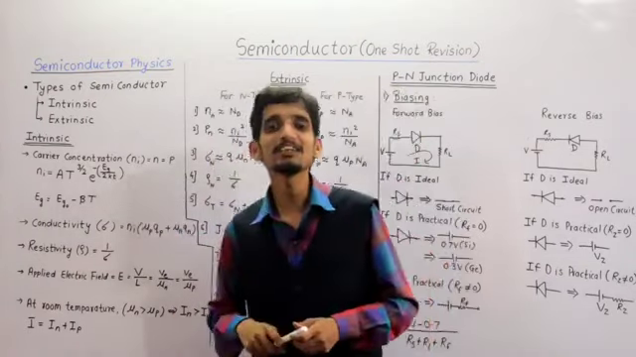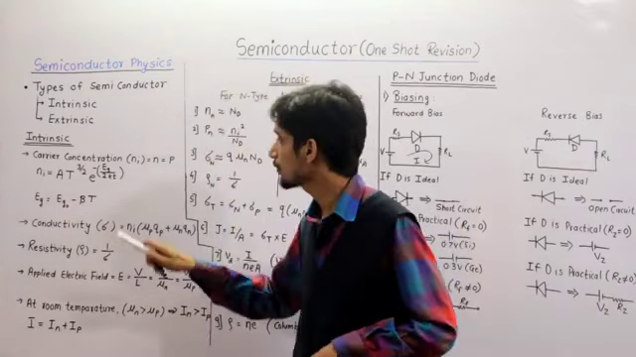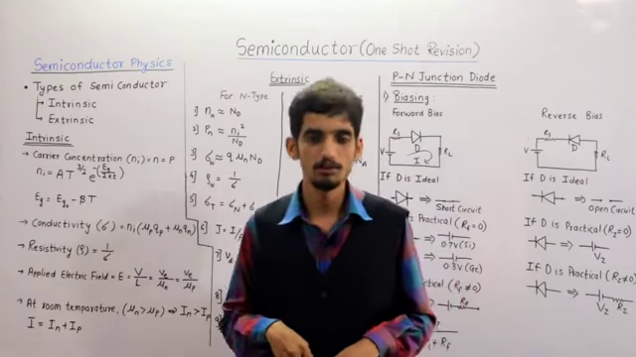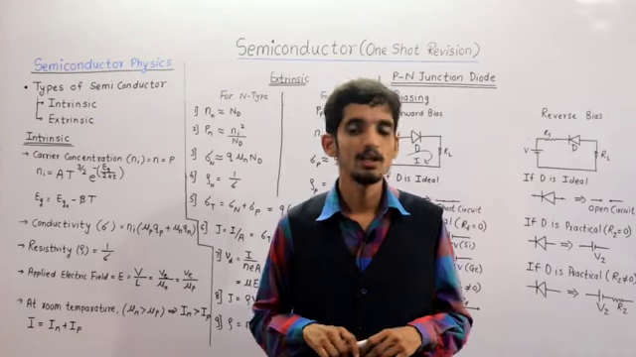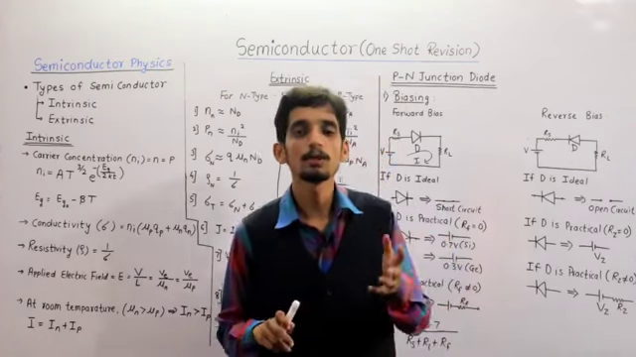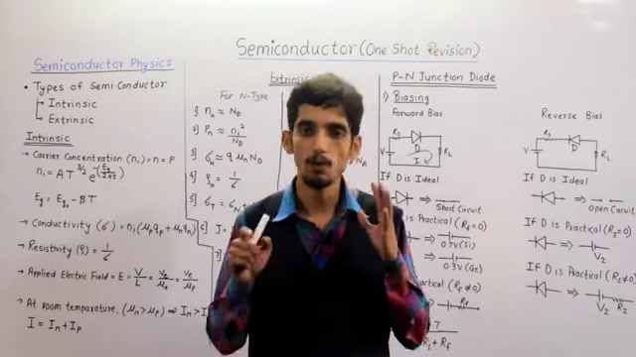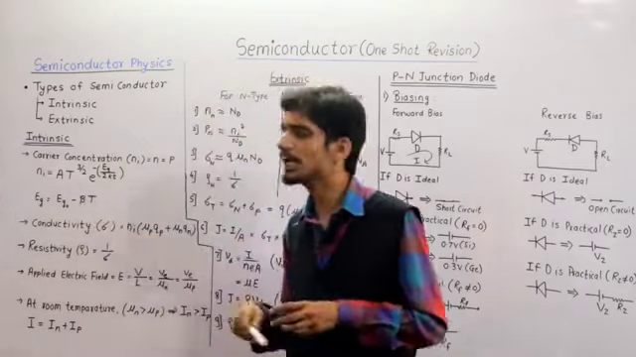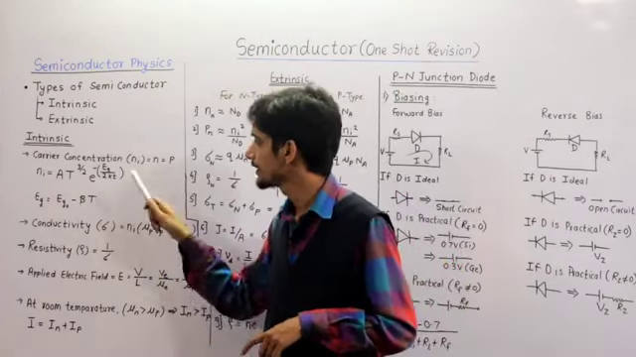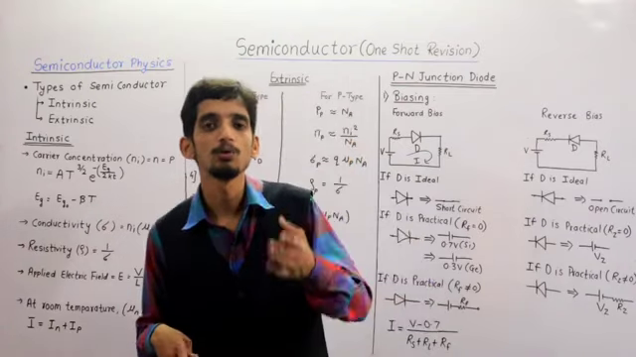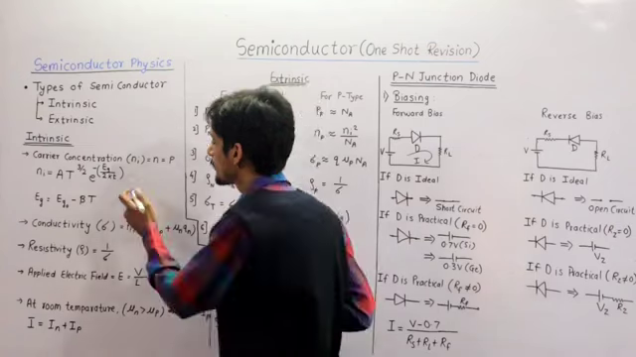Now if you consider an intrinsic semiconductor, then in it the electron concentration is equal to the hole concentration. That's why this is called the intrinsic carrier concentration. And in a semiconductor, two types of charge carriers are present: electrons as well as holes. Now the intrinsic carrier concentration, Ni, is equal to A T raised to 3 by 2 e raised to minus Eg upon 2 kT. So this is an important formula that we have to remember.